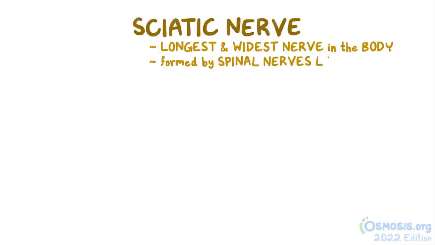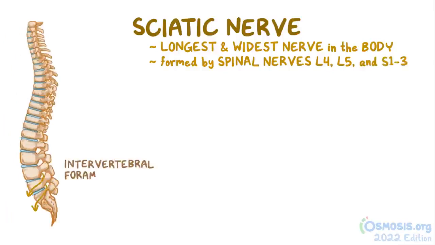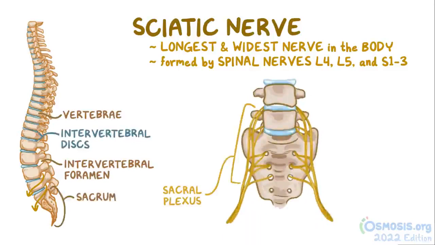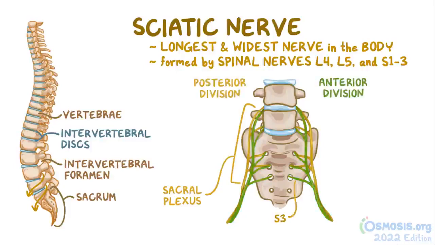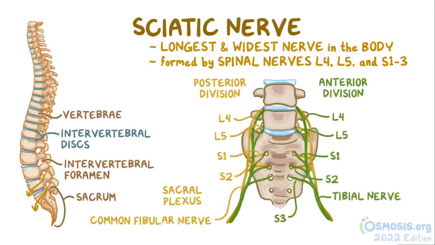It's formed by the spinal nerves L4, L5, and S1, 2, and 3, which leave the spinal canal through the intervertebral foramen, an opening located between the vertebrae and behind the intervertebral discs. These nerves travel to the area in front of the sacrum and join to make the sacral plexus. All the nerves in the plexus except S3 are split into two divisions, anterior and posterior. Anterior divisions of the L4, L5, S1, S2, and the entire S3 nerve create the tibial nerve, while posterior divisions of the L4, L5, S1, and S2 form the common fibular nerve. These two nerves are bound together by connective tissue and make up the sciatic nerve.